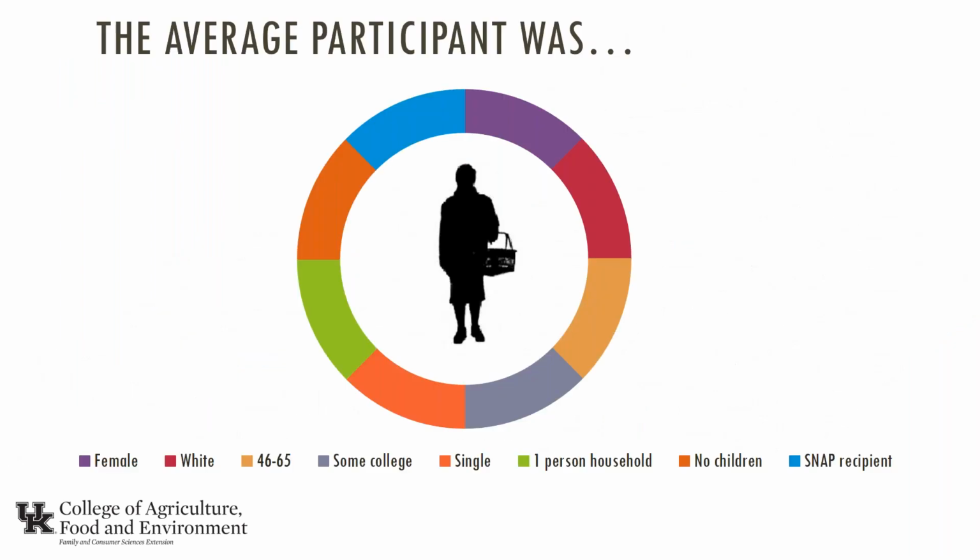So from our participants, the average participant was female, white, between 46 and 65 years old, had some college, was single, living in a one-person household with no children, and was a SNAP recipient.